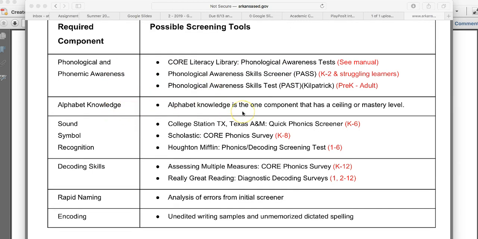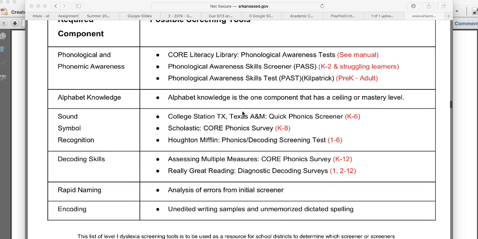Alphabet knowledge can be assessed through DIBELS. DIBELS has an alphabet assessment, so we're not going to worry about that one.